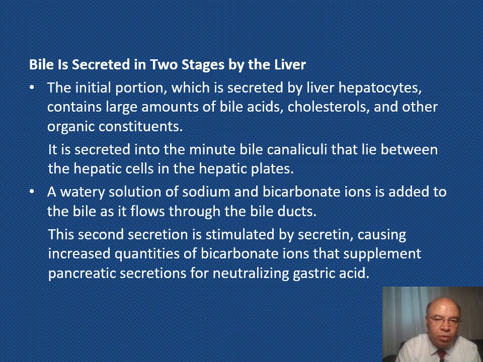Bile is secreted in two stages by the liver. The initial portion, which is secreted by liver hepatocytes, contains large amounts of bile acids, cholesterols, and other organic constituents. It is secreted into the minute bile canaliculi that lie between hepatic cells in the hepatic plates. A watery solution of sodium and bicarbonate ions is added to the bile as it flows through the bile ducts. This second secretion is stimulated by secretin, causing increased quantities of bicarbonate ions that supplement pancreatic secretions for neutralizing gastric acid.